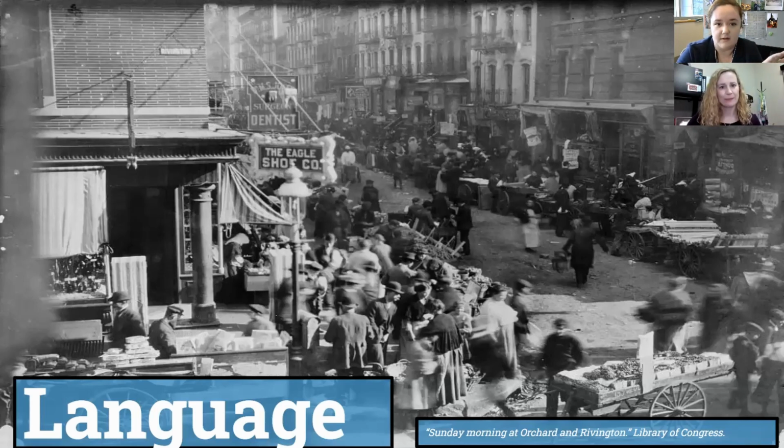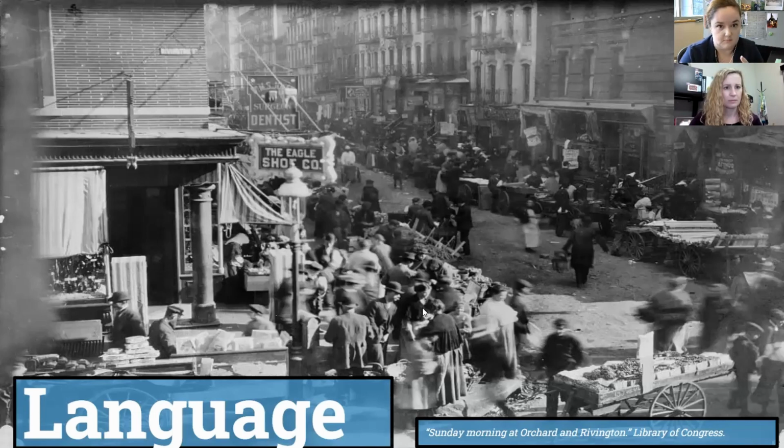The reason why I bring up language is because of this picture, which I want to point out. This is the corner of Orchard and Rivington Street in the Lower East Side. I used to work in the Lower East Side at the Tenement Museum, and there was something that we used to tell people on tours, which was that at one point, the Lower East Side was considered the largest Jewish city in the world because there were just that many Jewish people. And that was around the turn of the century.